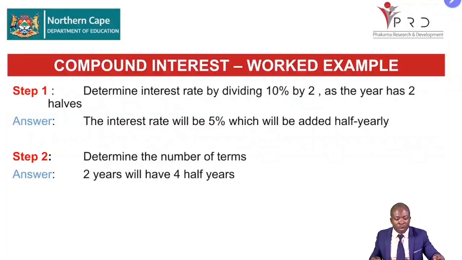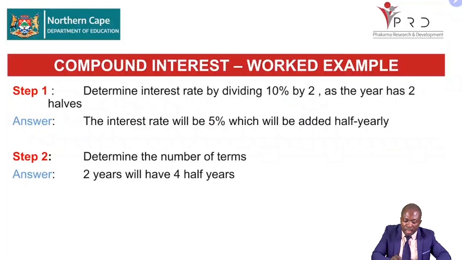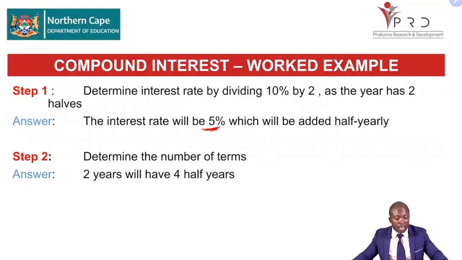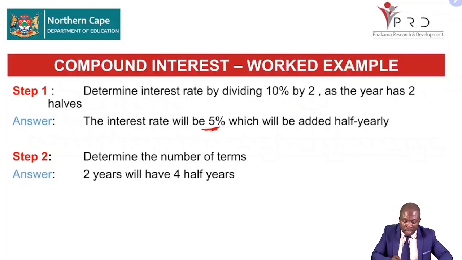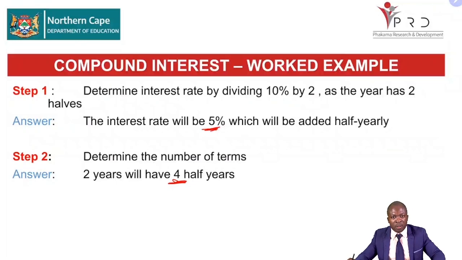So this is how you're supposed to do it. The interest rate, can you see I've shown you there that you have to divide it by 2 because the investment is all compounded half yearly. Then step 2, we're going to have 4 calculations, 4 halves, because it's 2 years. It's January to June, that's 1. July to December, that's another one for year 1. Then year 2, also January to June, July to December.